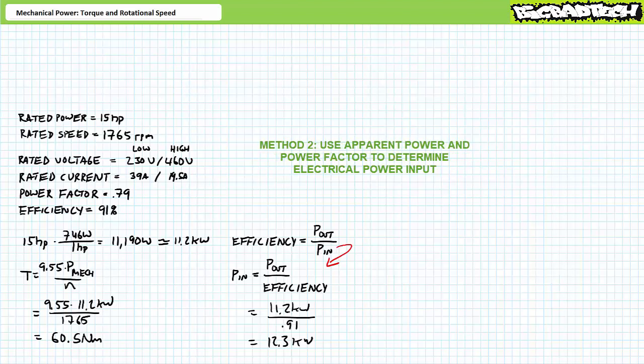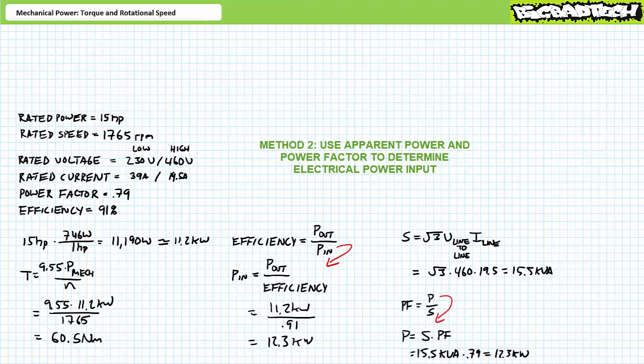Method 2. Motors consume apparent power, of which there are real and reactive dimensions. Apparent power in a three-phase AC system is equal to square root 3 times line-to-line voltage times line current. Substituting our given values demonstrates apparent power equals roughly 15.5 kilovolt amperes. Power factor is equal to real power over apparent power. An algebraic manipulation of the power factor formula solving for real electrical power input demonstrates real electrical power input is equal to apparent power times power factor.